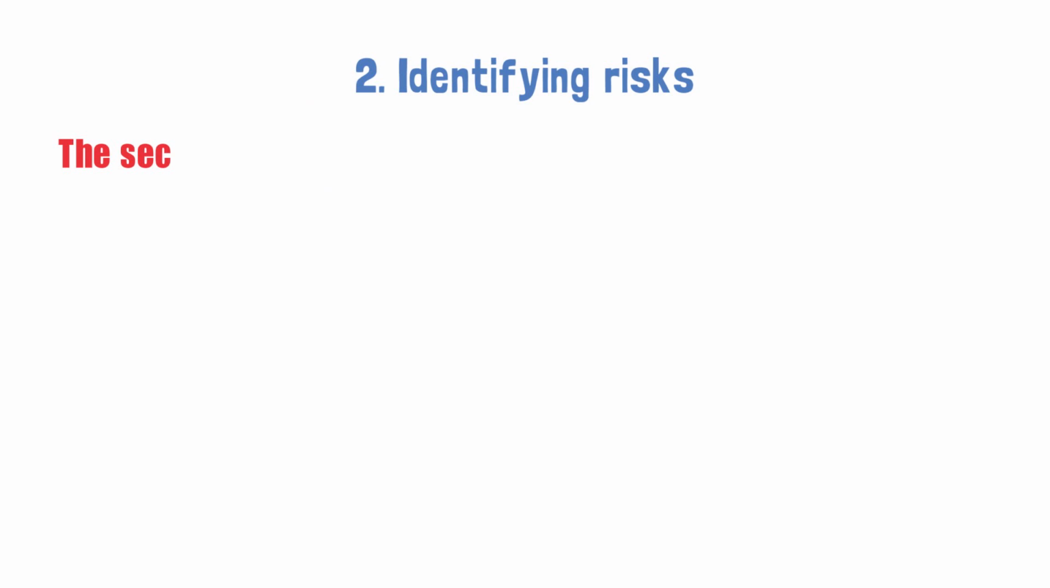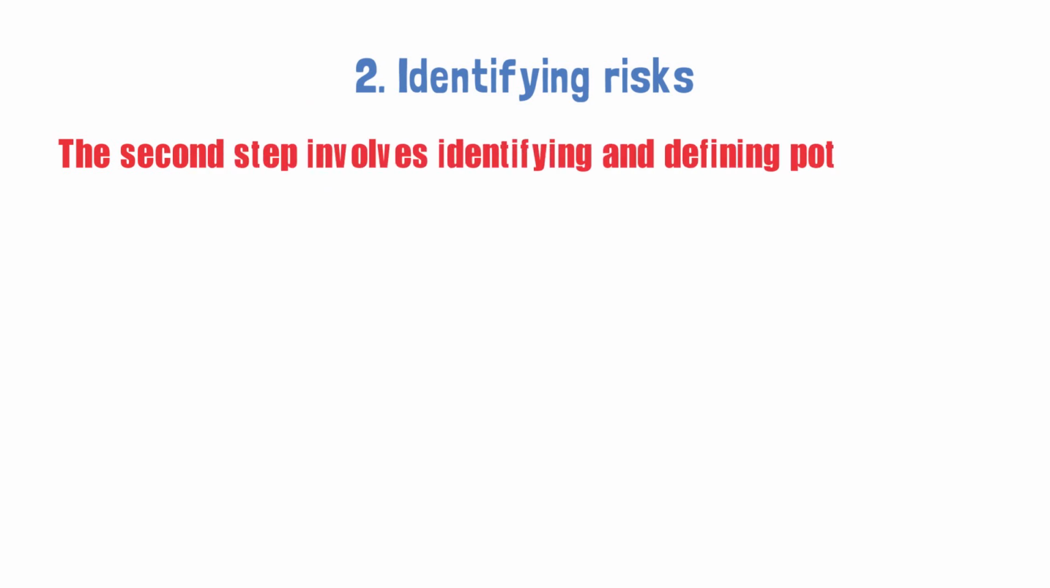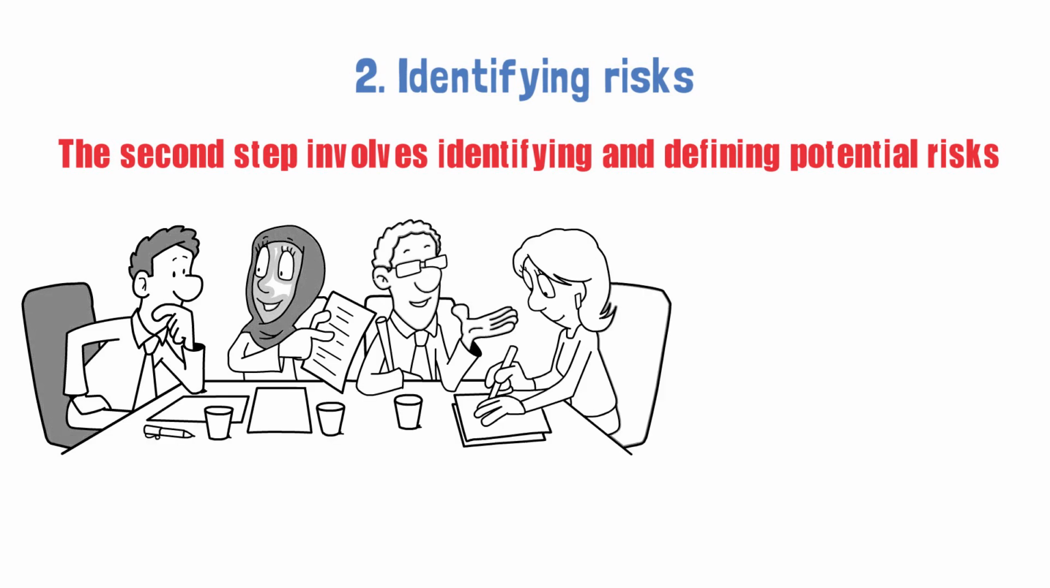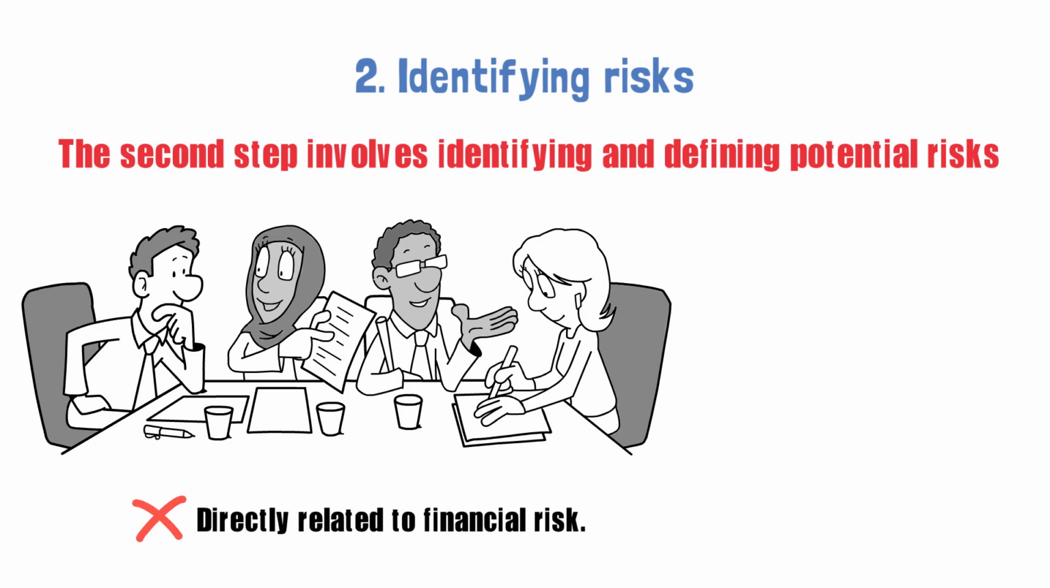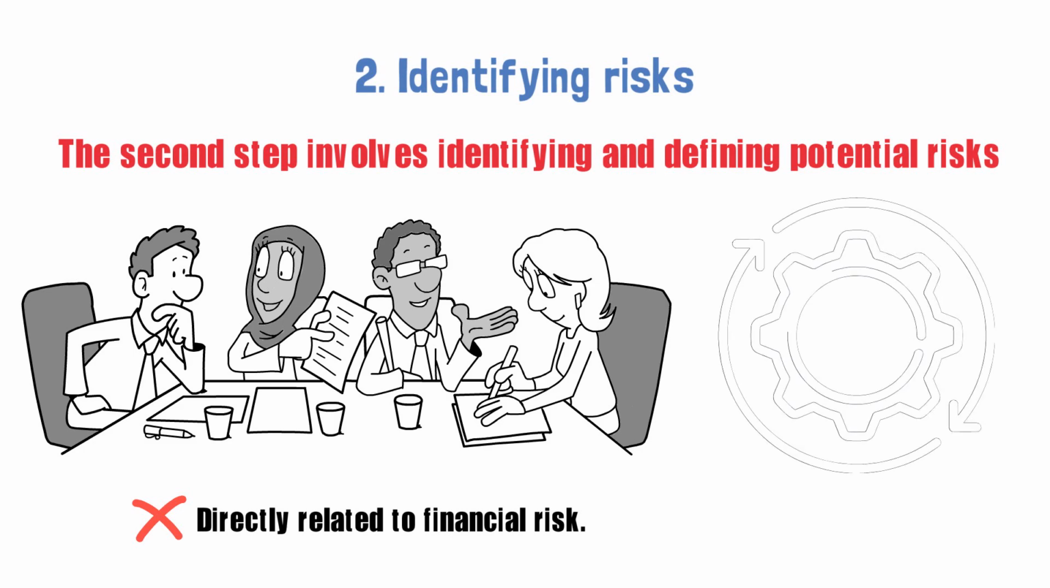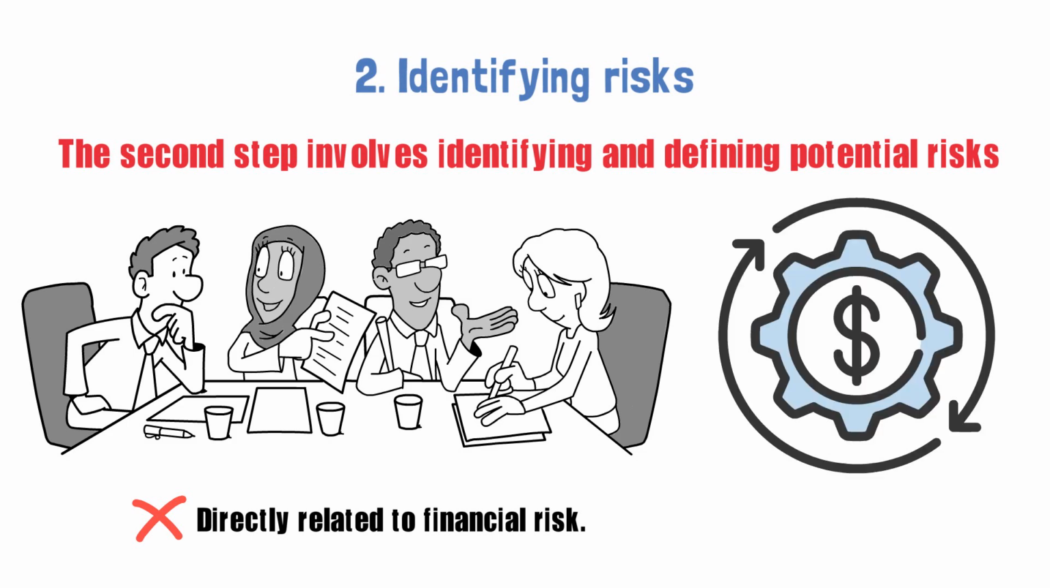2. Identifying risks. The second step involves identifying and defining potential risks. It aims to uncover all events that may have a negative impact. In a business environment, this step can also provide insightful information that is not directly related to financial risk. The risks are then ranked in order of importance, which facilitates the creation or adoption of an appropriate system.